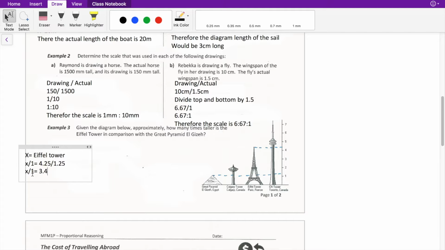Then we need to isolate for the x here, so we need to bring the 1 over. So it's a divide on the side, we're going to bring it over, it's going to become a multiply. So x equals 3.4 times 1, and 3.4 times 1, of course, is 3.4. Therefore, the Eiffel, let's spell it right this time, is 3.4 times taller than the pyramid.